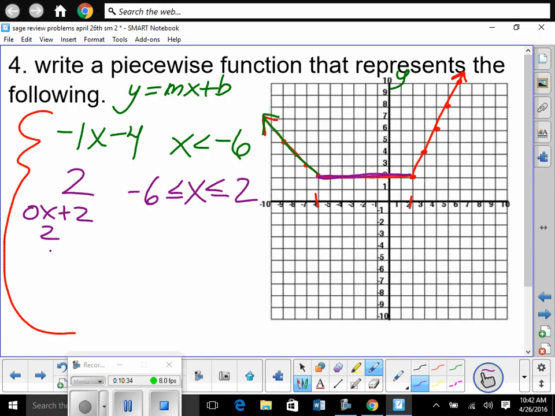Okay. So moving on to the next one. Last one. We have this last function. I'll go with this color. So it starts here, and it's a straight line upwards, an upward facing line. Let's figure out our slope. Are we going up 2 over 1? Up 2 over 1, up 2 over 1. So that's 2 over 1x. That's just 2x.